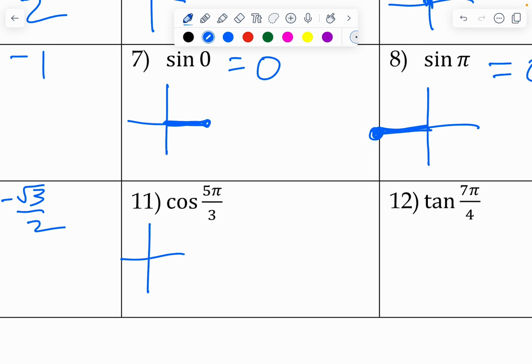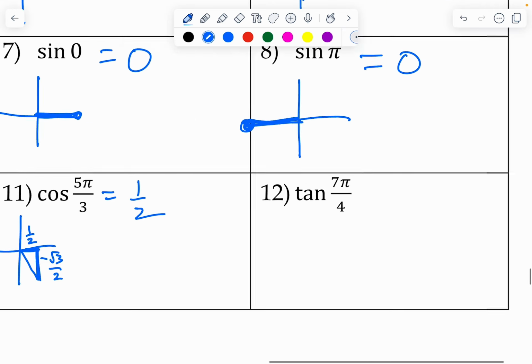Cosine of 5 pi over 3 is going to be here. I went over a little in the positive direction, down a lot in the negative direction. Over a little is 1/2, down a lot is negative root 3 over 2. I'm really picturing that whole unit circle in my head, and I know exactly where I am, and I think over a little, down a lot. This is really how I do it. Cosine is the x value, 1/2.